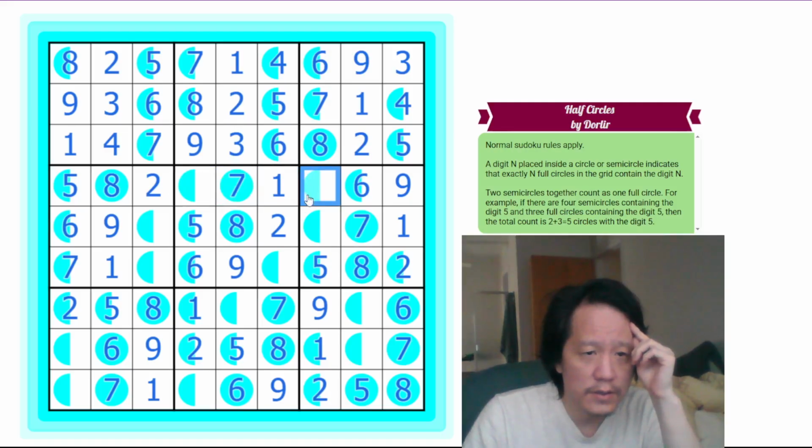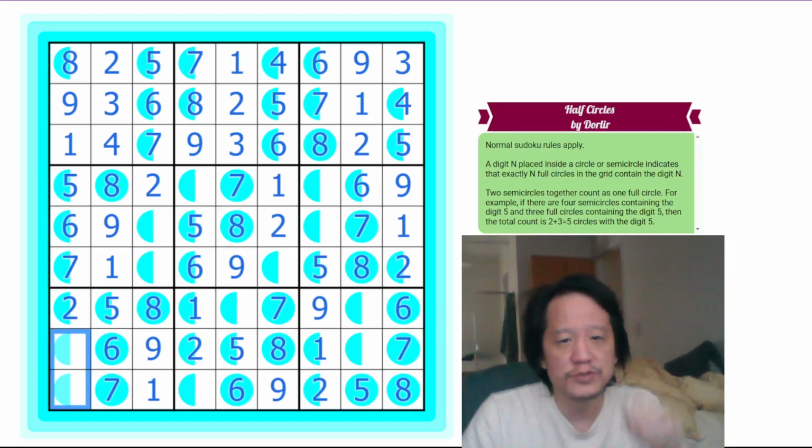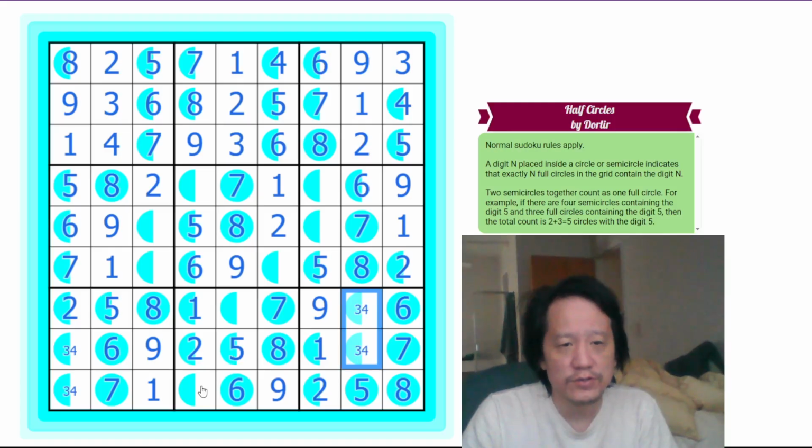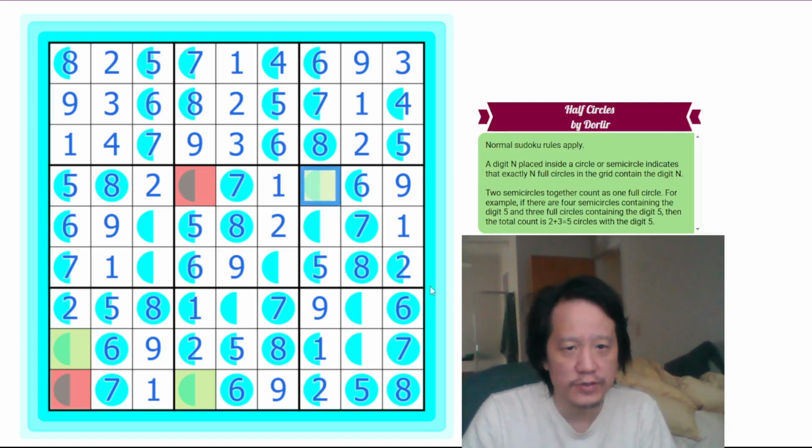Right. This becomes a 3-4 pair. Everything's a 3-4 pair. We're going to mark this as red and this as green. That forces this to be green, which forces this to be red, which forces this to be green, this to be red. This red means this has to be green, which means this has to be green. This is red.